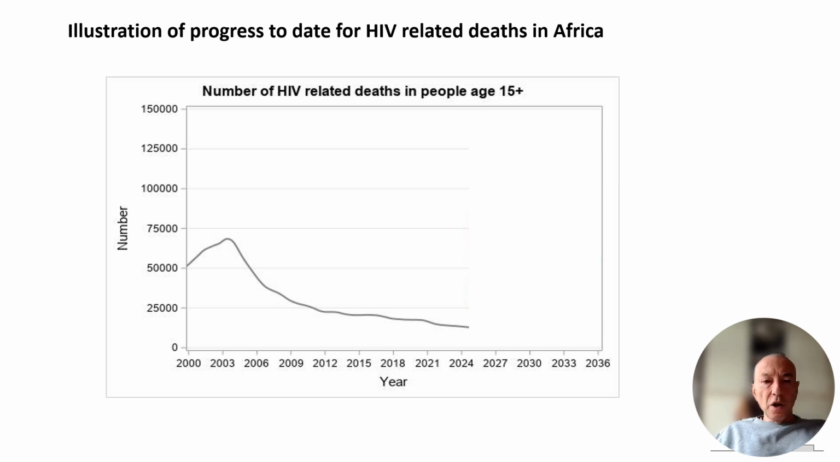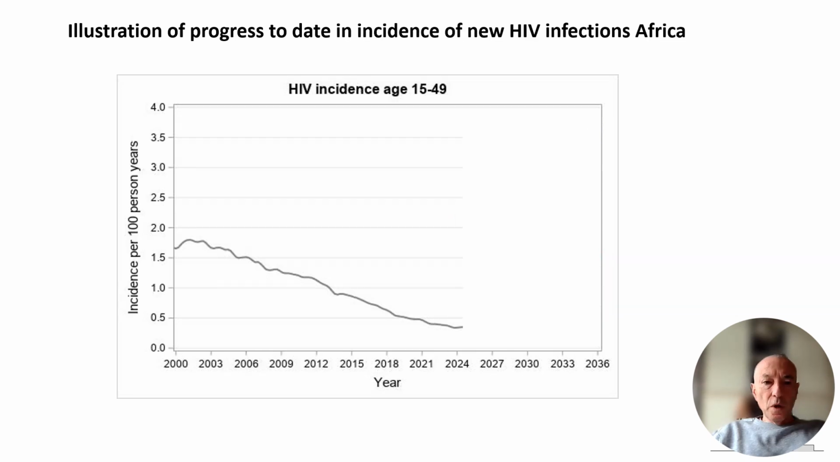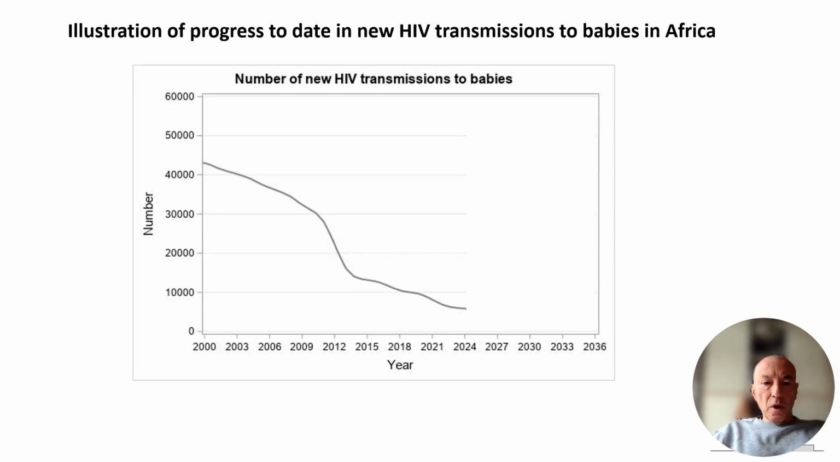So the shape of this curve illustrates the progress to date on HIV-related deaths in Africa in people aged 15 plus. And this slide illustrates the progress to date in incidence of new HIV infections in adults in Africa. And finally, this illustrates the progress to date in new transmissions to babies in Africa, that's either during pregnancy, childbirth, or breastfeeding.